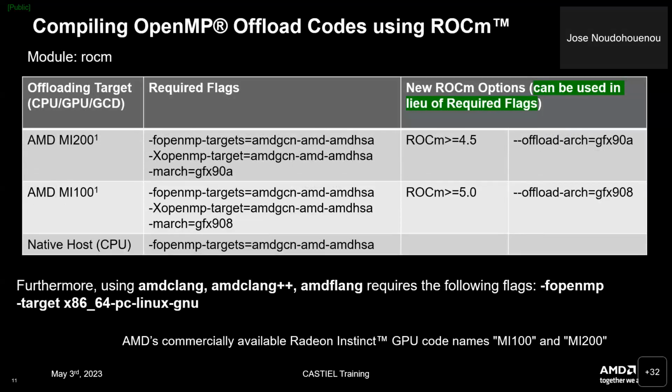Now, to be able to offload this code on AMD MI200, we will need to add an additional flag, and that is -offload-arch=gfx90a. For MI100, we have a similar flag, except that the architecture is different, and here we are calling gfx908. So one thing is to enable OpenMP, the other thing is to enable offloading on the target GPUs, and that is why we need to specify these flags. All these flags represent the shortcut of what we have in the second column here, and they are available since ROCm 4.5, and you can use them to build your applications easily.